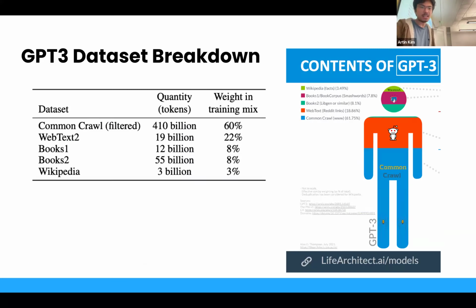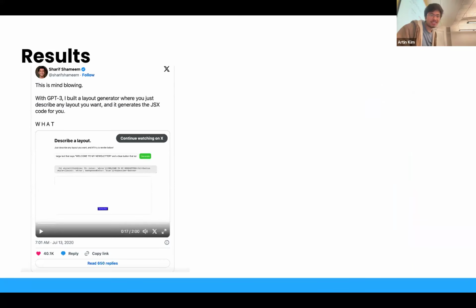So continuing, GPT-3, this was its data set breakdown. Of the internet data, about 3% was Wikipedia. There were books in there. And a lot, actually, was Reddit. Reddit was a large portion. So that's interesting.